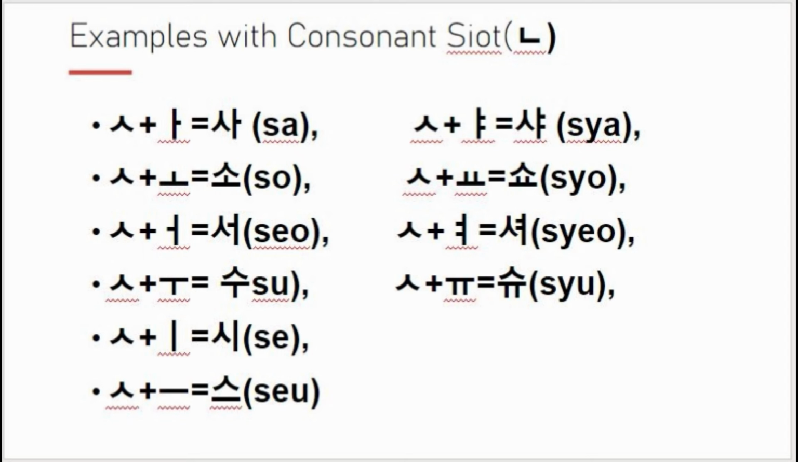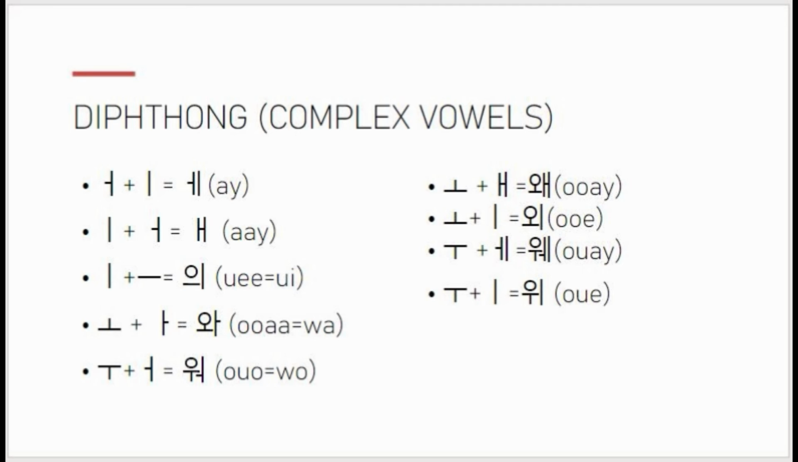And in the last, we will study the diphthongs, the complex vowels. The first two complex vowels are derived from the simple vowels a and i, and they are ae and yae. The third one is from eu and i. It is ui. The fourth came from o and a. It is wa. This one is derived from u and eo.